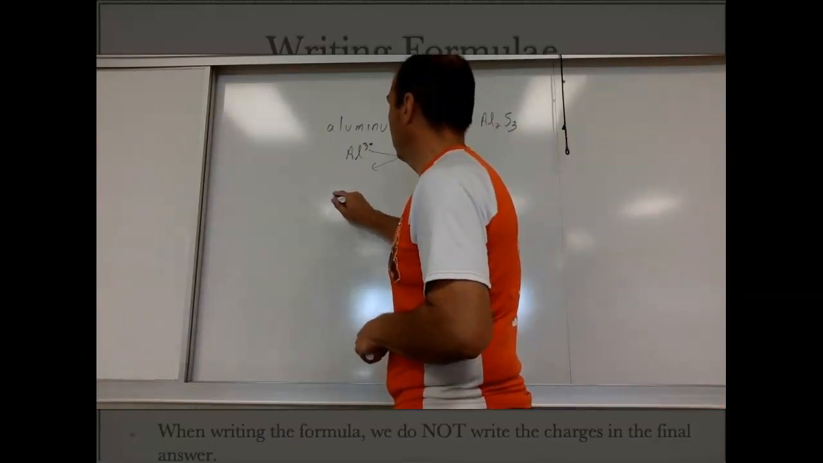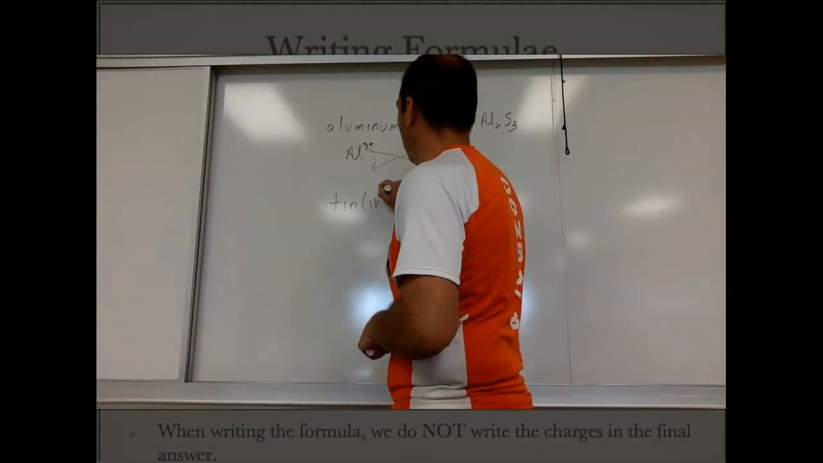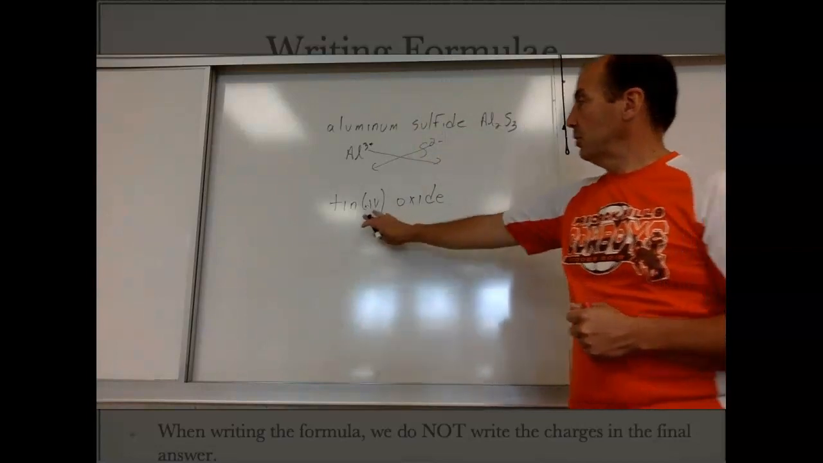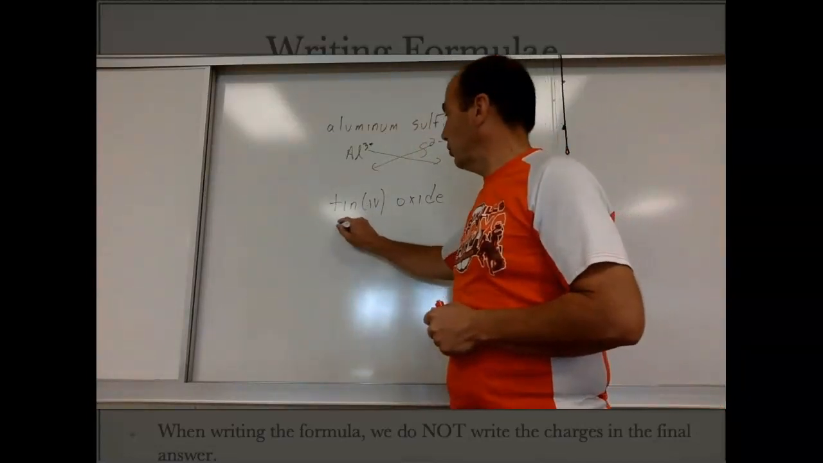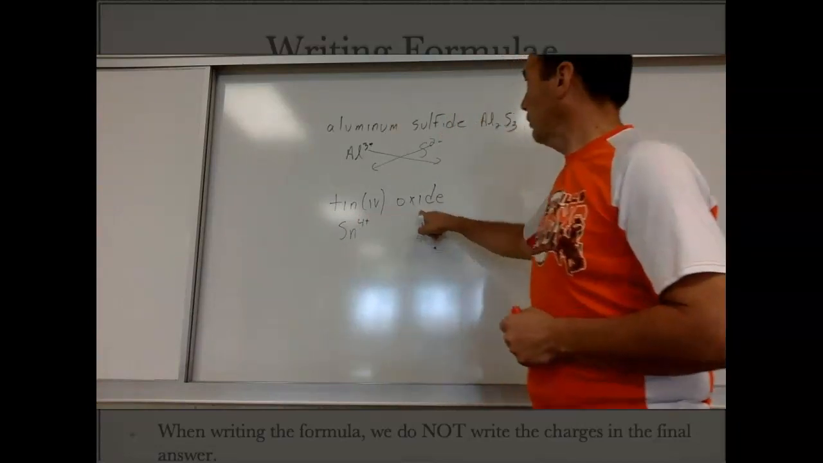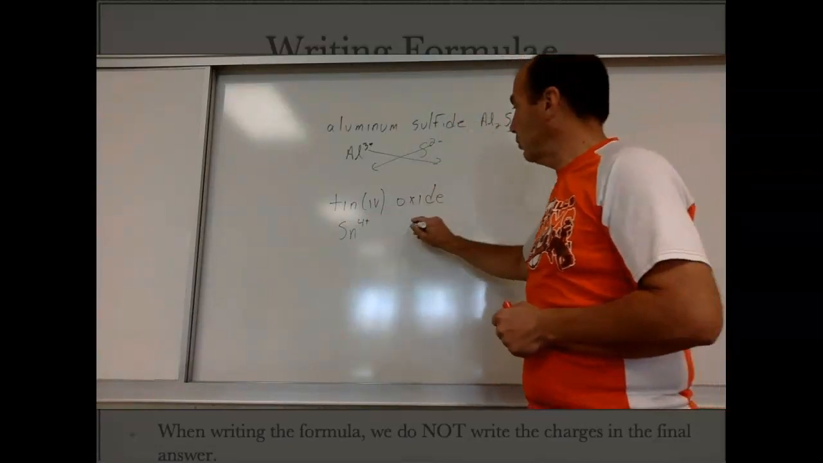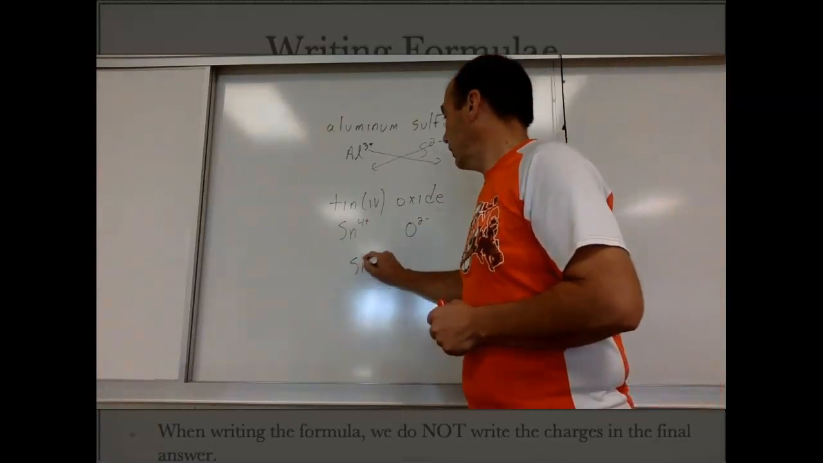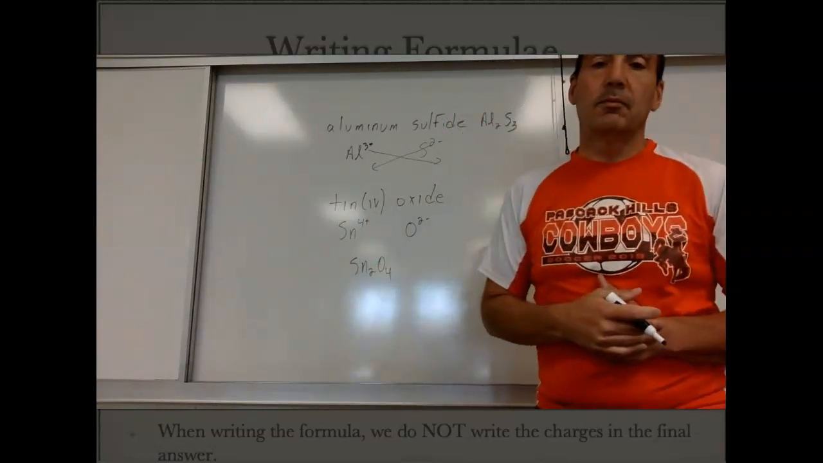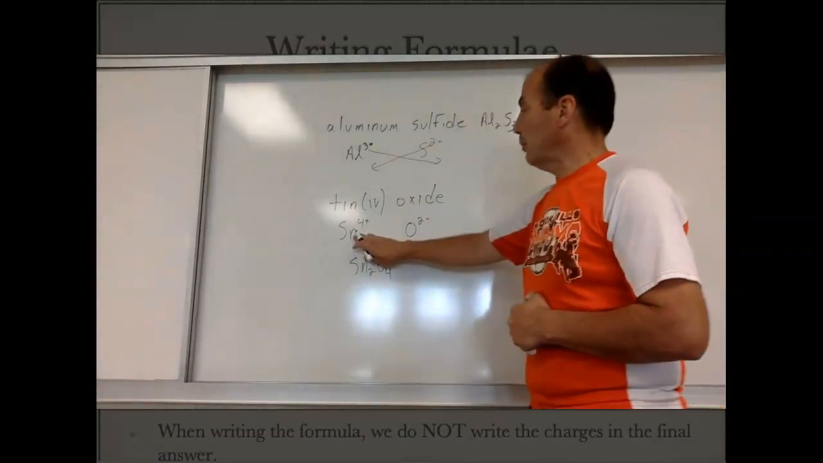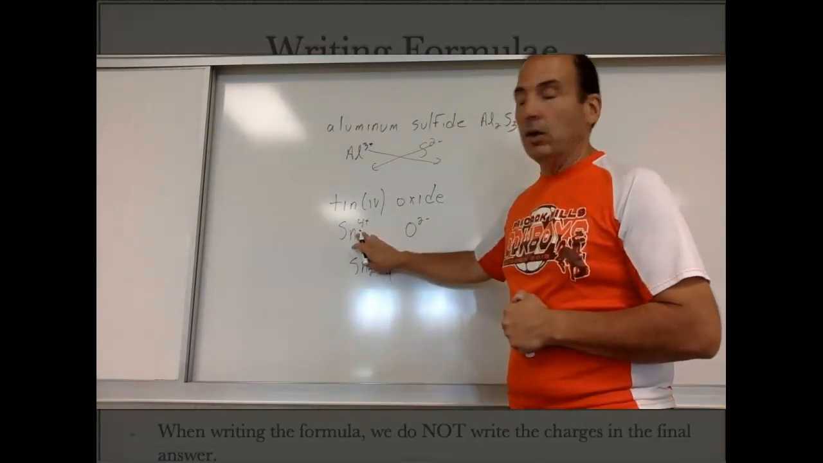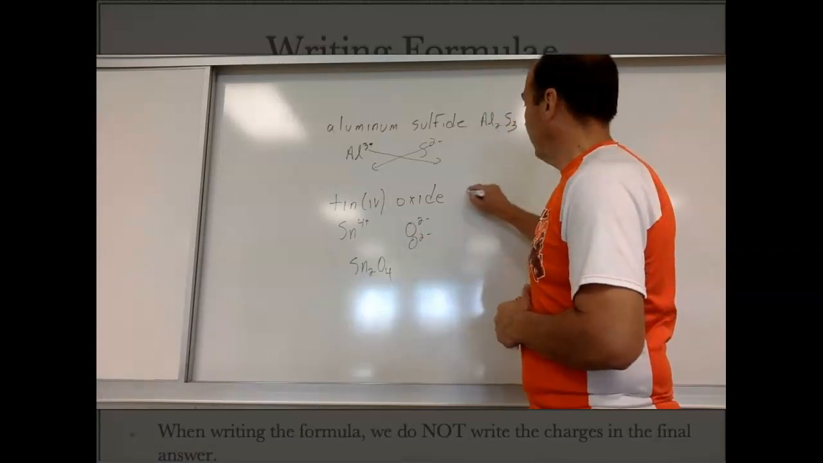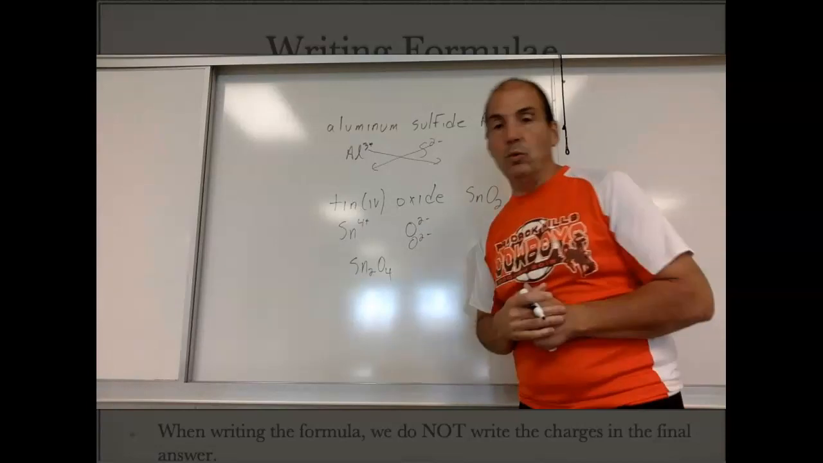So let's do something like tin 4 oxide. Okay, so tin 4, whenever you have a Roman numeral, it's telling you the charge, so tin is Sn, it's got to be 4 plus. Oxide, same family as sulfide, column 16, so it's always 2 negative. Okay. Now, if you were to do crisscross, you would say that it's Sn2O4, but it's not. Okay. The least common multiple between 2 and 4 is 4. So I only need 1 tin, and I need 2 oxygens. So my answer really is SnO2.